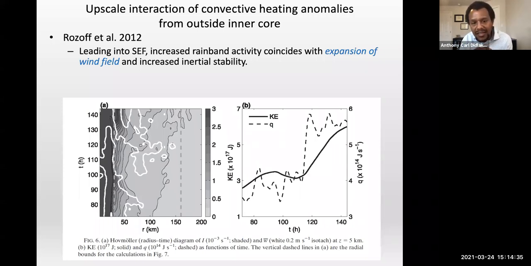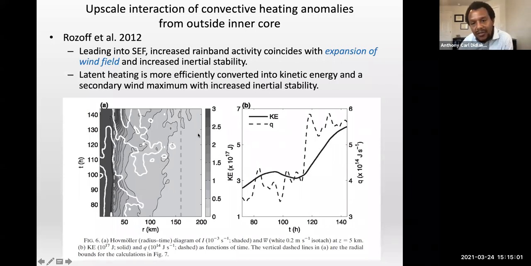And what they showed was that you have increased rainband activity that coincides with that expansion of the wind field outside of the inner core. And that leads to an increase in the inertial stability of the storm. Here we have a plot, in gray, showing the inertial stability increasing over time. And that increase in inertial stability allows the convective heating to more efficiently convert the heating into kinetic energy of the storm at this specific radius.